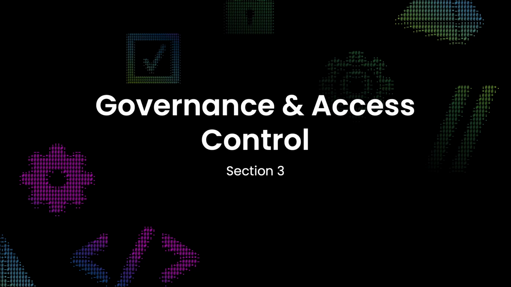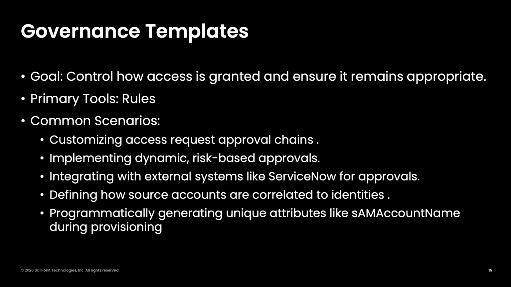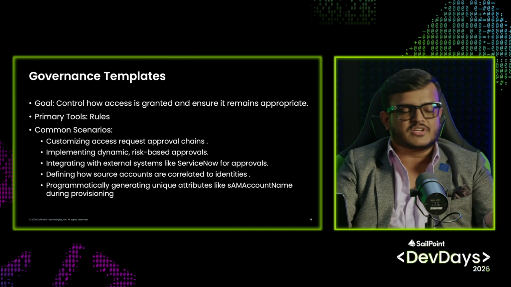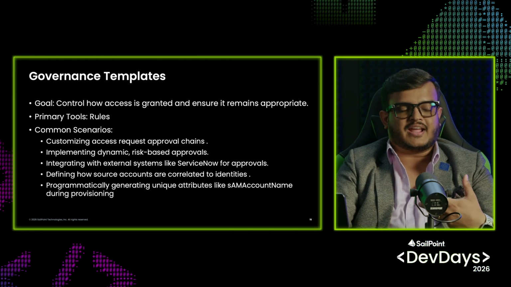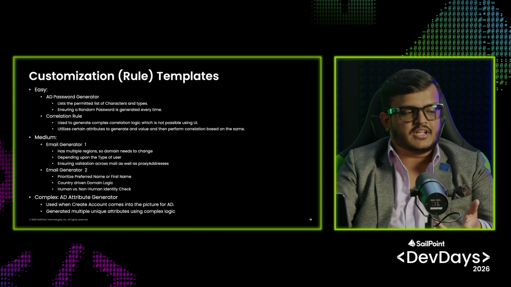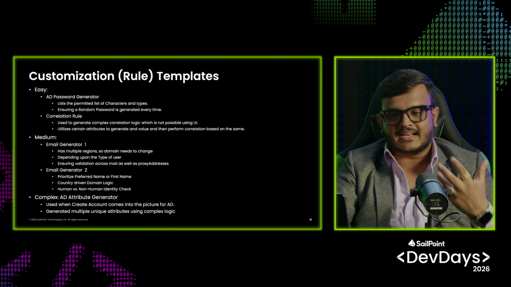So now we are going into the last leg here. We'll be talking about SailPoint tools, where to govern your complex use cases with your rules and workflow combination. So in your governance template, we'll see how you want to customize your access request approval chains, maybe from workflows. You want to implement dynamic risk-based approvals, integrating your external systems with your ServiceNow integrations, maybe how sources and everything are going to work.